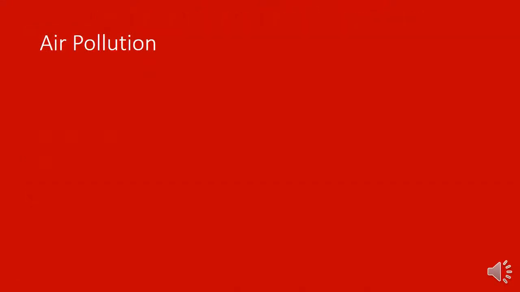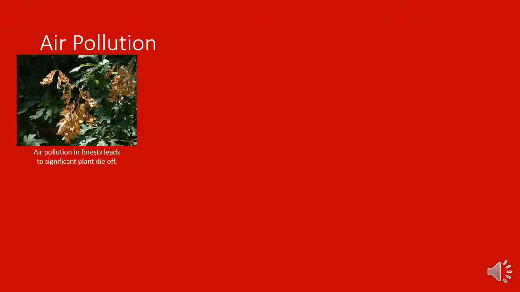So one way we degrade environments and habitats is through air pollution, right? And so air pollution in forests can often lead to significant plant die-off. It can kill a lot of trees. In the southern Appalachians, like the Great Smoky Mountain National Park, a few years ago, we began having problems with acid rain. And this acid rain killed many of the spruce and fir trees at high elevations, and so those forests are really different now than they used to be.